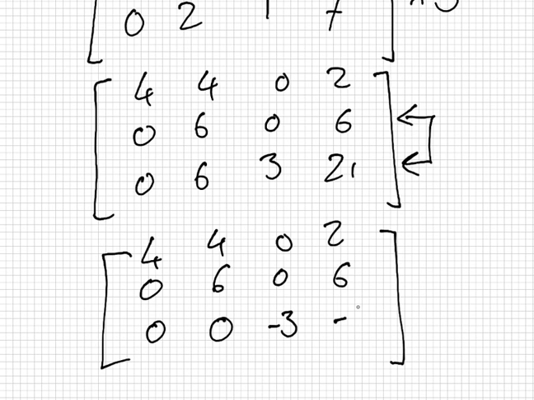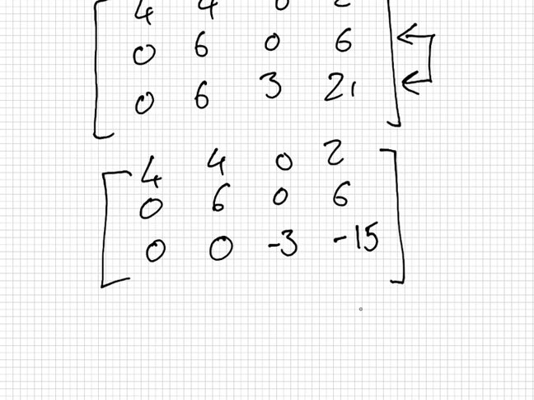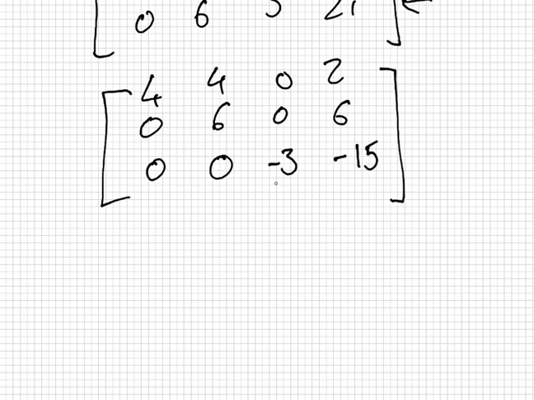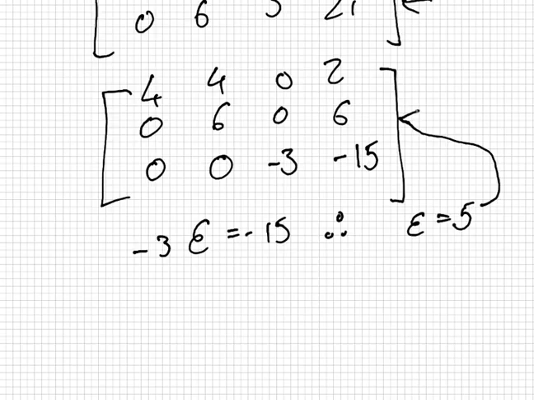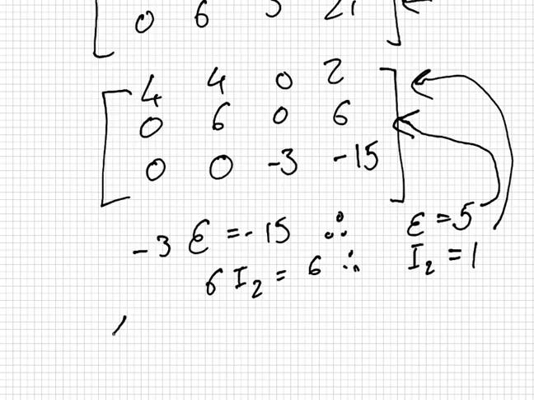Minus 15? Yeah. And it's finished. The last equation is minus 3E equals minus 15. So therefore, E equals 5. And we said we thought it should be smaller than the other batteries. Now, I put that in here. Oh, I don't even need to put it in, actually, because this one here is 6I2 equals 6. So therefore, I2 equals 1. And I can put them into the first one.